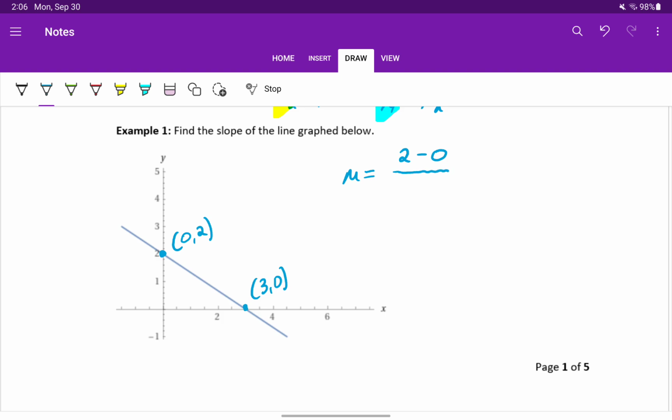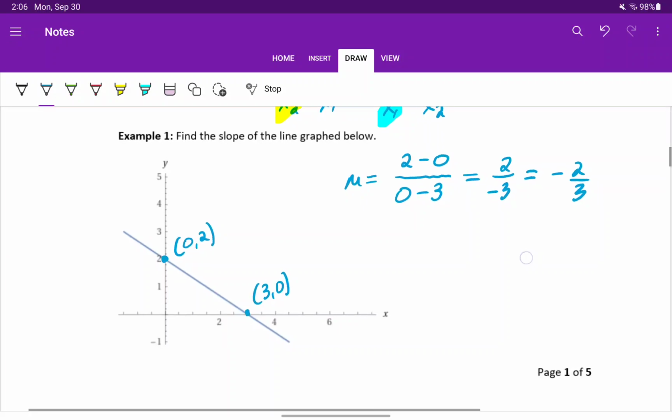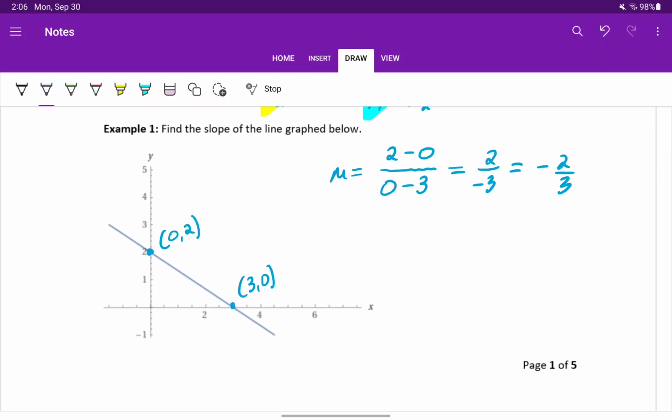Since I started with y equals 2 in the numerator, I need to start with x equals 0 in the denominator, since that's that xy pair. So we'll have 0 minus 3 in the denominator, giving us 2 over negative 3, or negative 2/3. In this case, we see that the slope is negative, which makes sense since our line is decreasing as we read that graph from left to right.